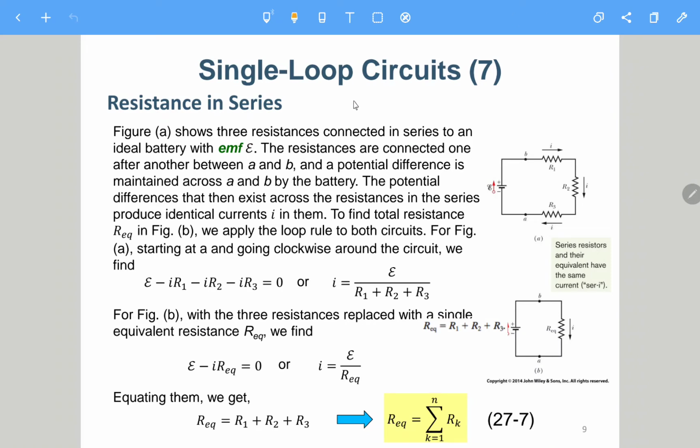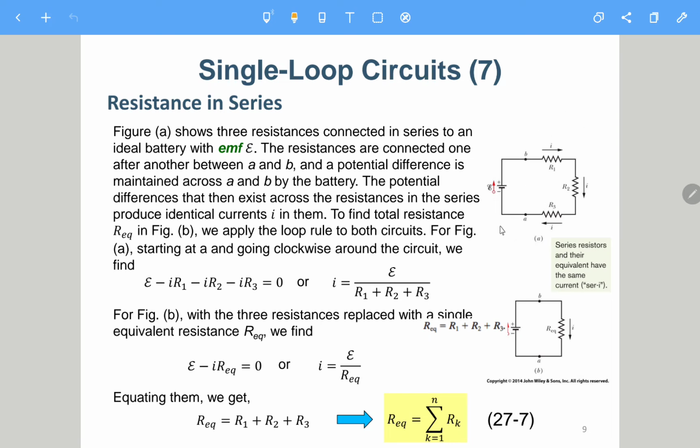Here it talks about resistance in series. We have not talked about it yet. We only talked about capacitance in series or capacitance in parallel. So here, just the resistance in series. We don't talk about it yet, but I suppose you have learned it in high school. So here it says, if we have three resistors in series, R1, R2, and R3.